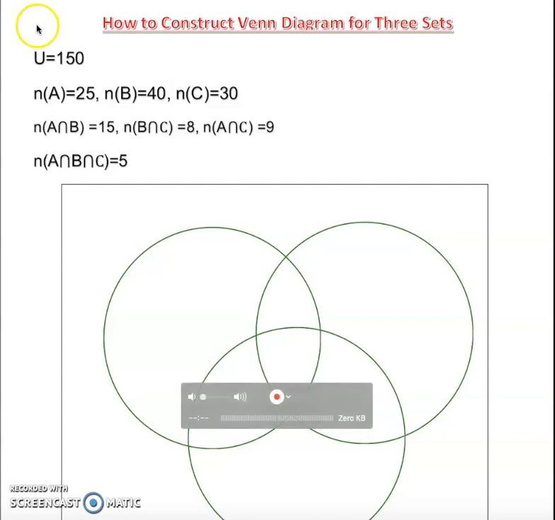Okay guys, let's continue on Venn diagram. This time not only two, we're doing three sets. Look at this, A, B, C, three sets. So universal set is given, set cardinality is given, also the set intersection is given, and also the intersection of all sets is given. That means they all do the same thing at the same time, a common thing.